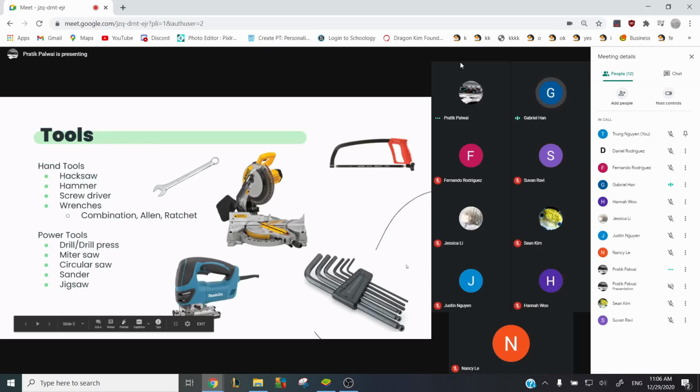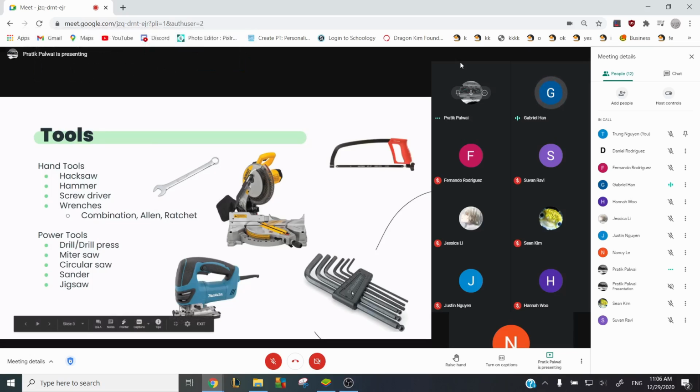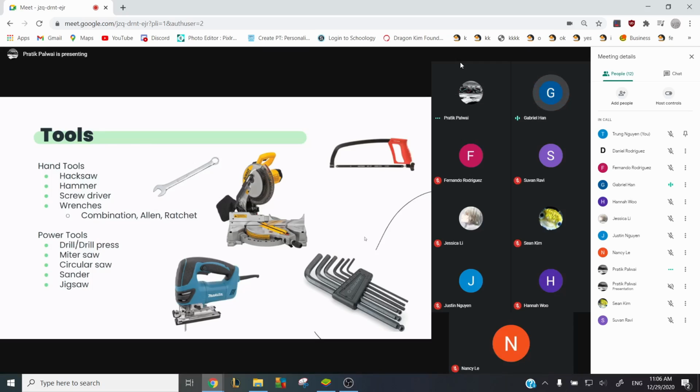Screwdrivers for screws. And wrenches, you have different types of wrenches. So you have your combination wrench, which is that one with two different sides. And then you have your Allen wrench, which is the one on the bottom right. That one is for if you have like, let's say a button screw, right? Usually you would use an Allen wrench. And then you have your ratchet wrench, which is basically a wrench that only tightens in one direction and it freely spins in the other, right?